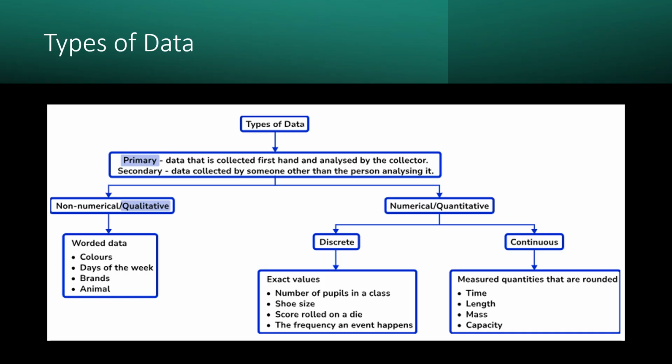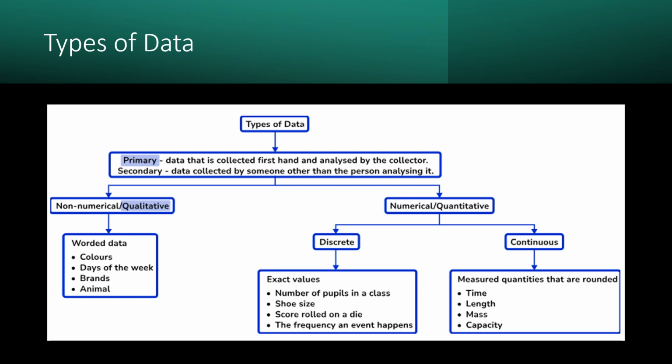So this is a diagram, again, showing you the different types of data. Primary data is collected, handled and analyzed by the individual or the researcher collecting. Secondary data is often data that somebody else has collected and it's being analyzed now. We did mention qualitative data, which is non-numerical. So examples would be things like color, days of the week, brands, or animals. And then numerical data would be quantitative.